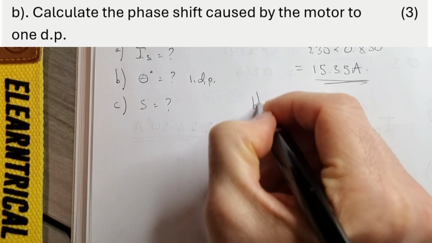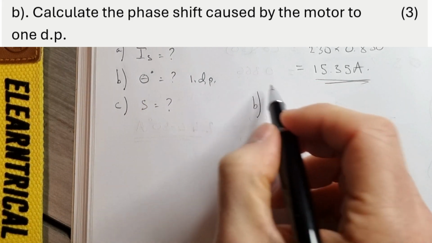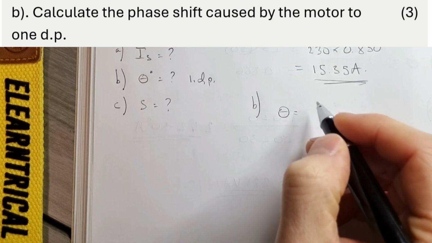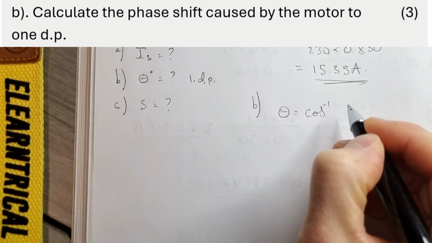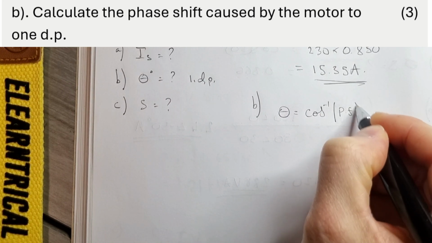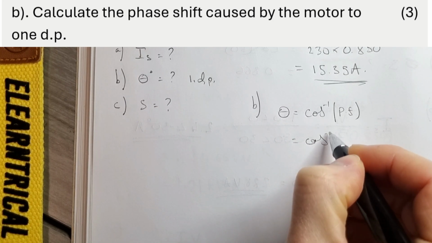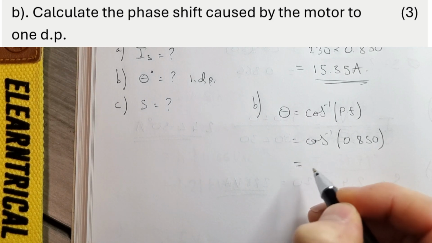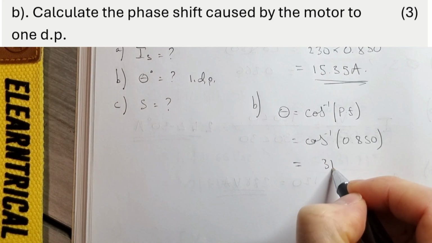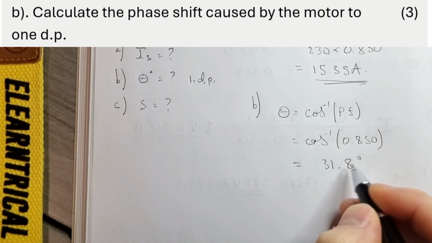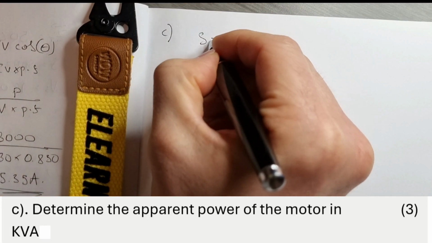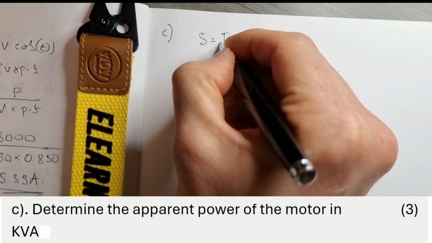For part B, we're asked to work out the phase shift, the phase angle, and that is a straightforward one. Our phase angle is equal to cos inverse the power factor, so cos inverse of 0.850, and that gives us 31.8 degrees.